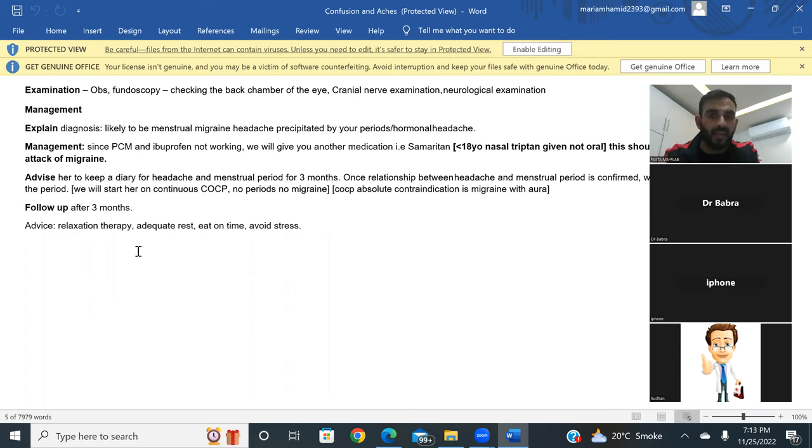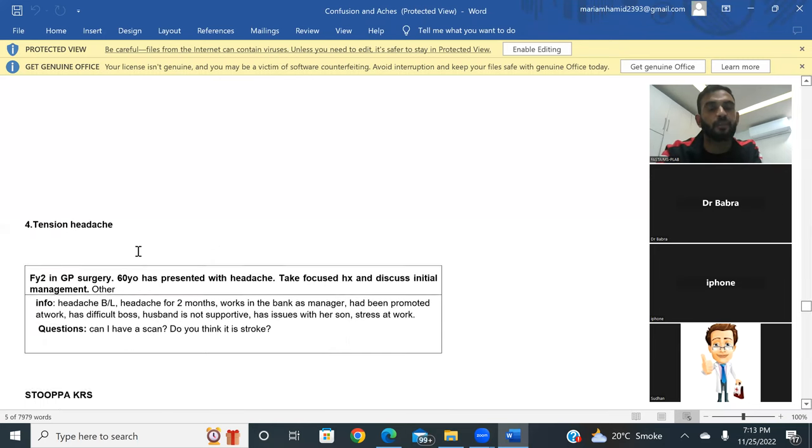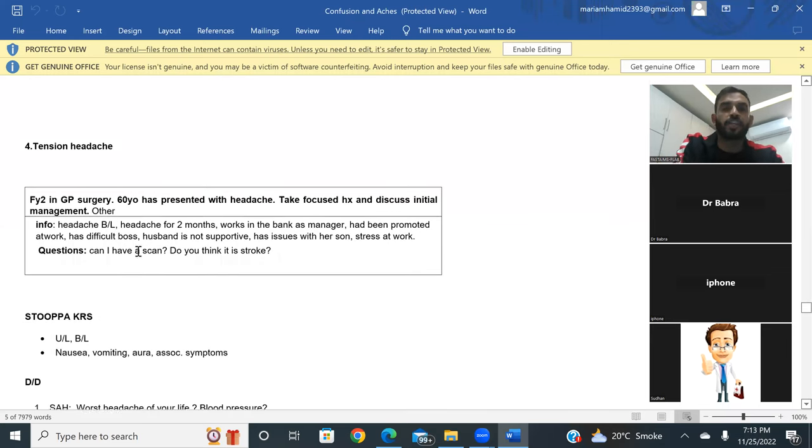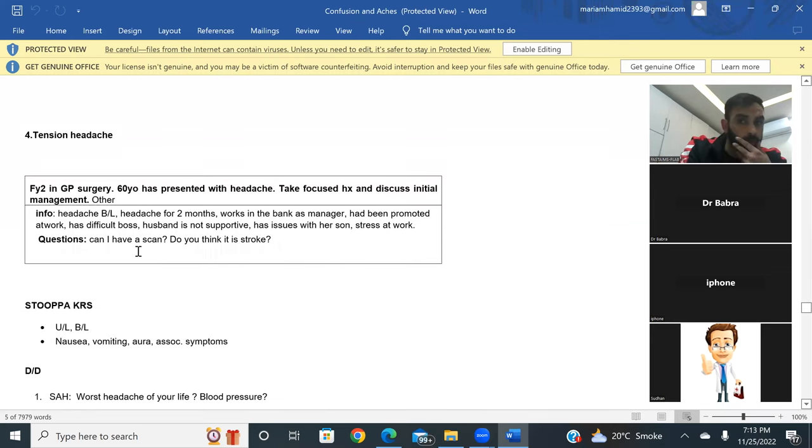And again, here, do the safety netting. Safety netting for what? The three things, okay? Tension headache. This is a quite easy scenario. We have done the three migraine scenarios, then it is the tension headache, presented to the GP surgery with headache. Focus history and discuss the management: bilateral headache, work-related.